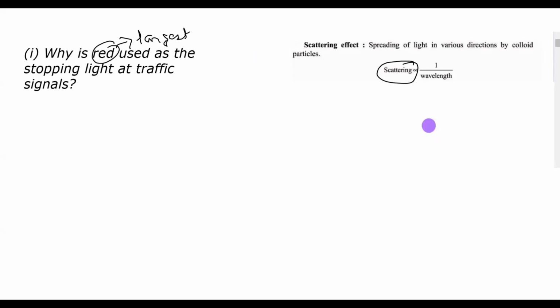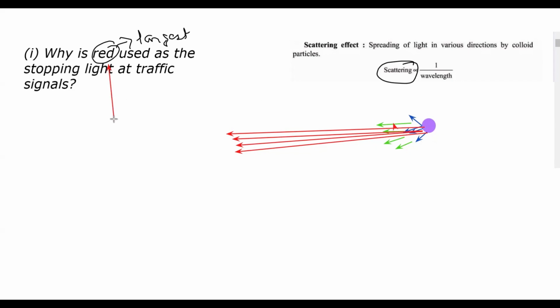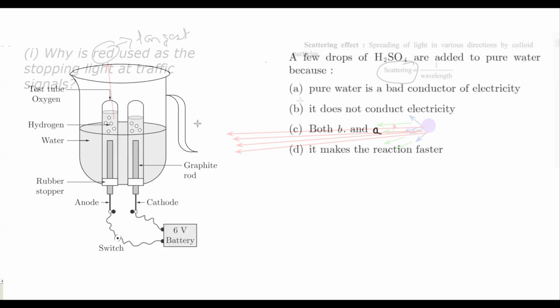So whenever the rays of light come from here, the light of smaller wavelength will get scattered over here. Maybe the green also will get scattered on its way, but the one which has the longest wavelength can reach our eye, and that's the reason why we can see it even on foggy days. And that's why we use red for the danger signal.